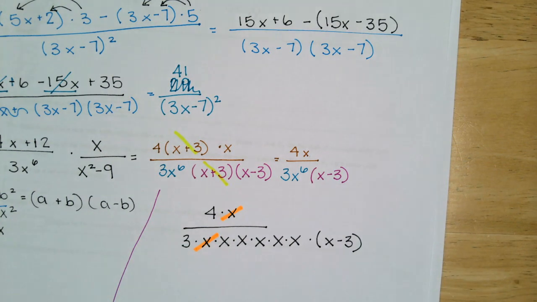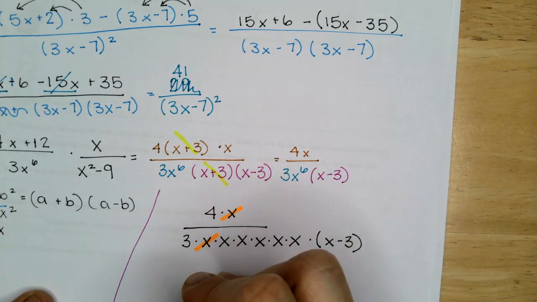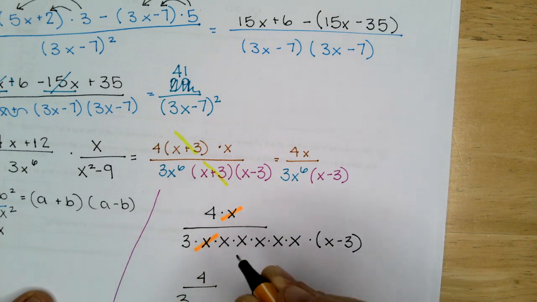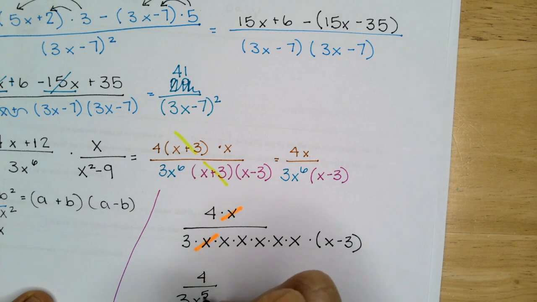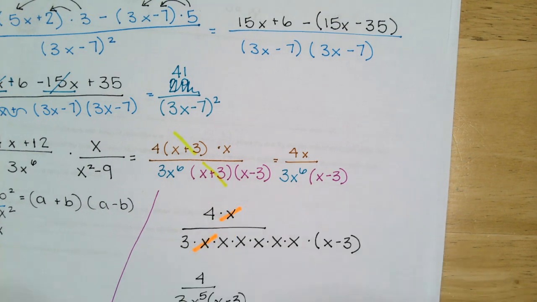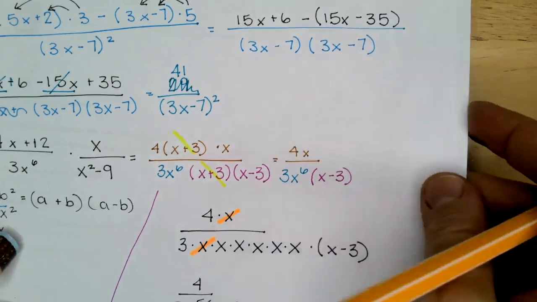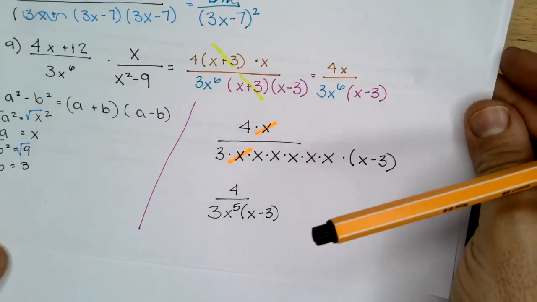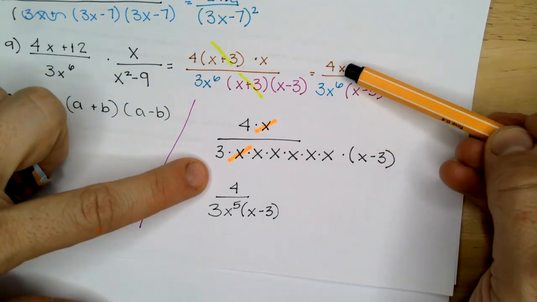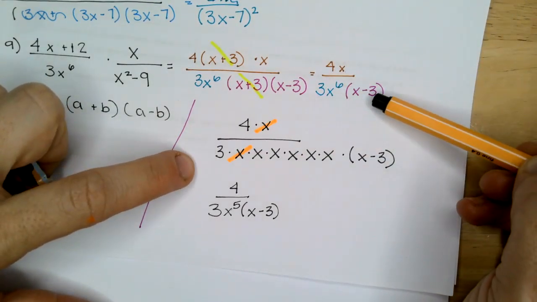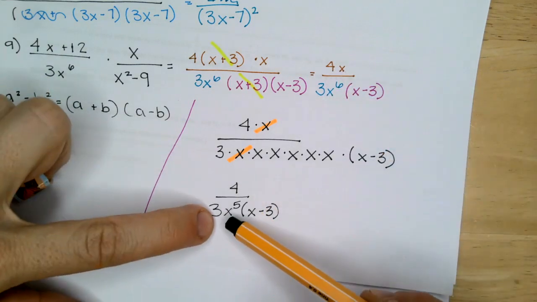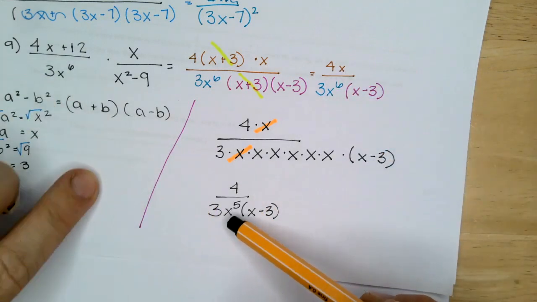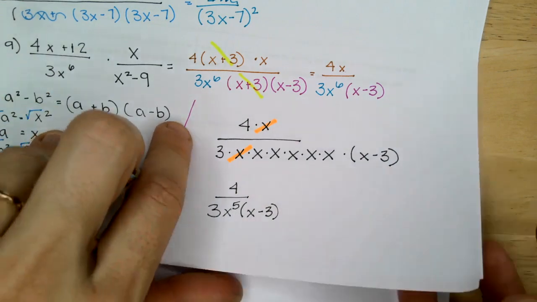Okay? So now we have 4 over 3x to the 5th times x minus 3. We had 4x over 3x to the 6th times x minus 3. That x and one of the 6 x's canceled out to give us 4 on top and x to the 5th on the bottom instead of x to the 6th on the bottom.